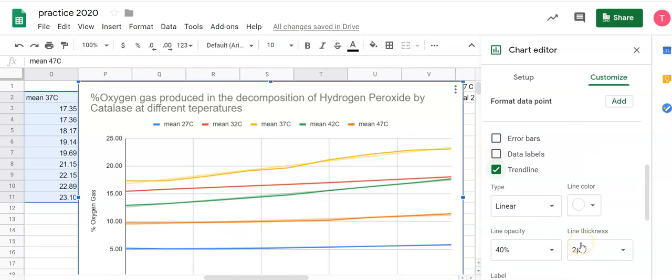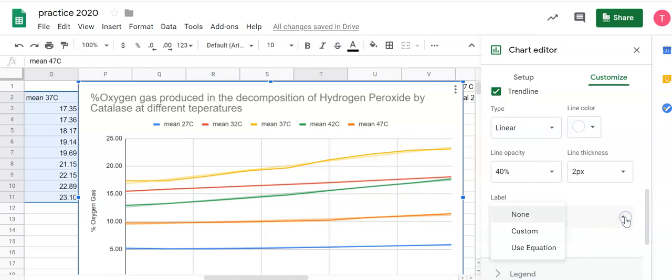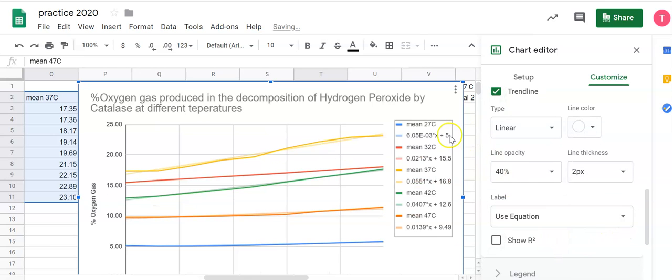This is pretty linear data. And so I can also ask it to use the equations. So if I wanted to know the slope of each of these lines, I could use these values to determine that. And that's one way of figuring out the rate of the reaction. So in the next video, I'm going to talk to you a little bit more about how to calculate rate. But just for now, this is how you can put together your graph.